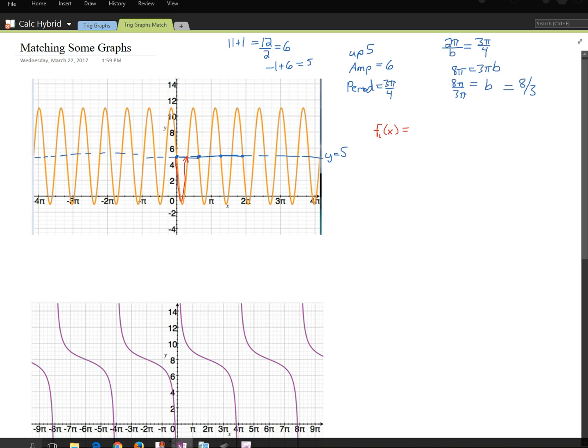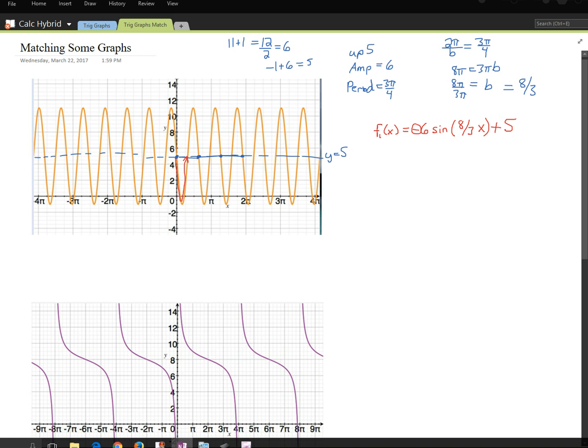It's going to be negative. The amplitude is 6. I'm going to say sine. I've decided I'm going to put an 8/3 in to get the right period. X, and then of course I need to establish that shift of +5. Now of course, why did I do this negative here? That'd be because it was going down first. There's one correct version of this function, or close.